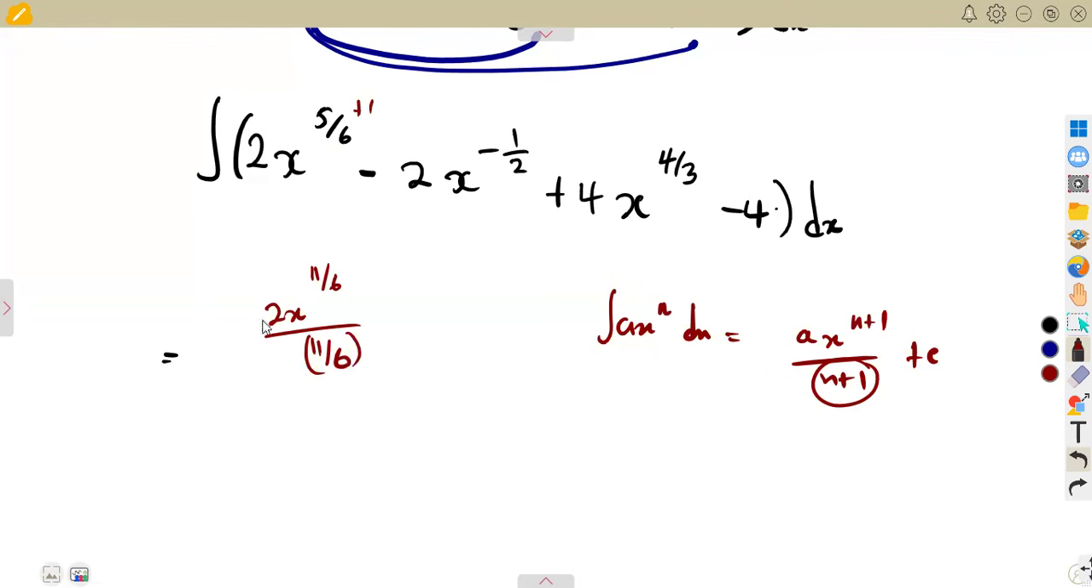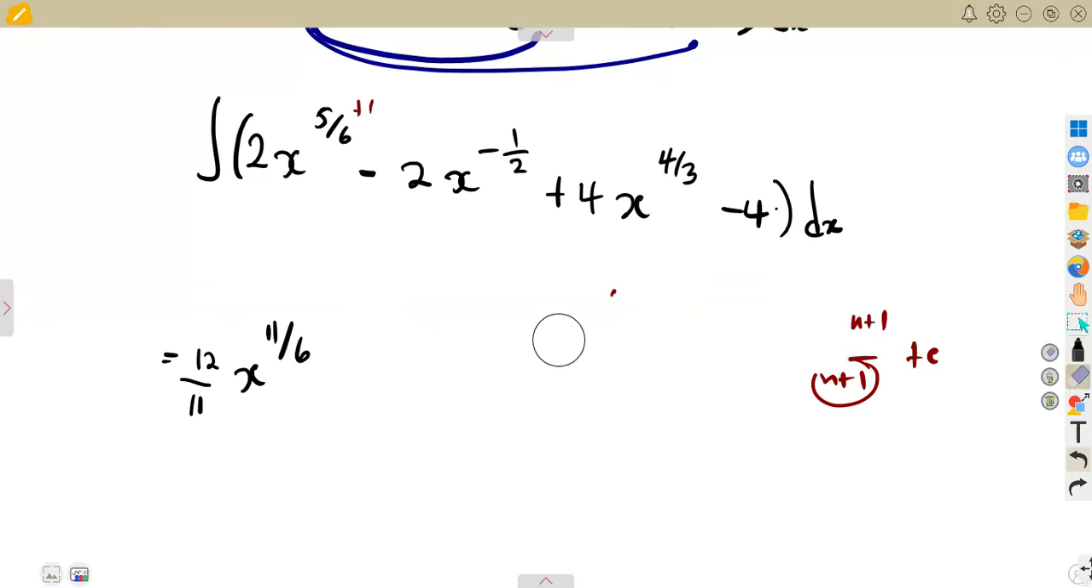As you can see, these two can be simplified. 2 divided by 11 over 6 is going to be 12 over 11. So that's 12 over 11, x to the exponent of 11 over 6. Remember, that's the concept you're going to use throughout: you add to the exponent, you divide.